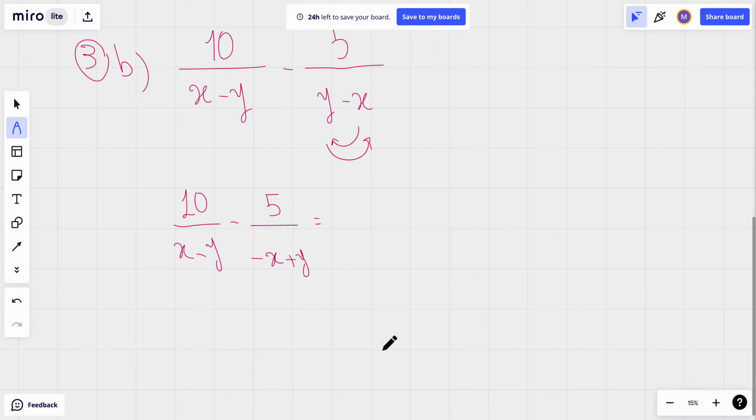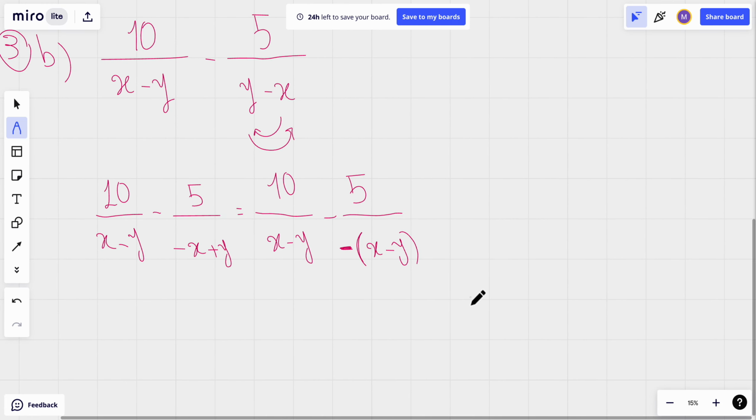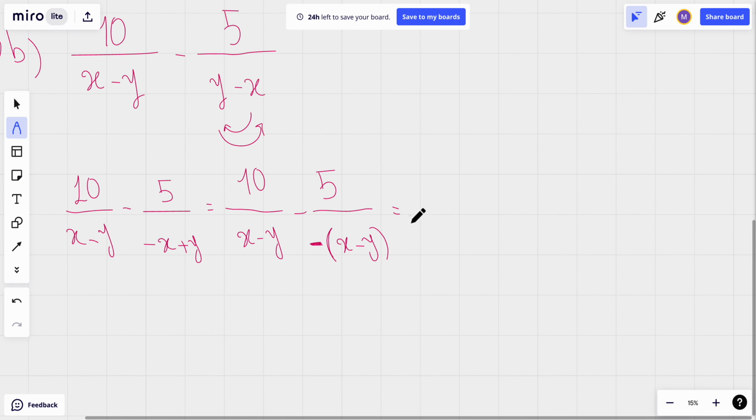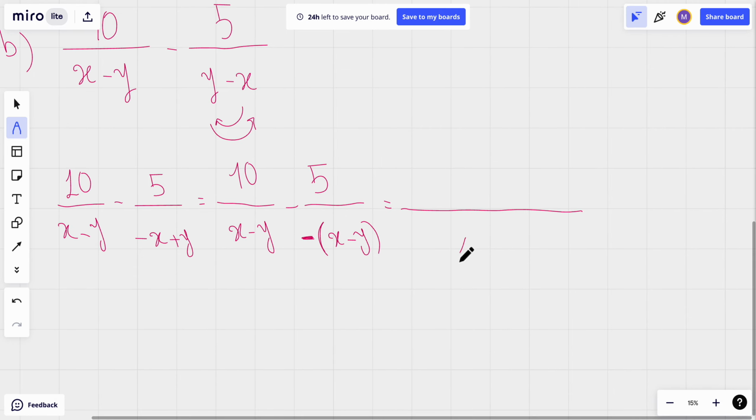Okay, what happens if I factor a negative for my second denominator? The first fraction is not changing at all, but the second fraction is going to have a negative over here, and then x minus y. Okay. Now I can go ahead and easily write the same denominator for both of them, because x minus y is common between both of them.